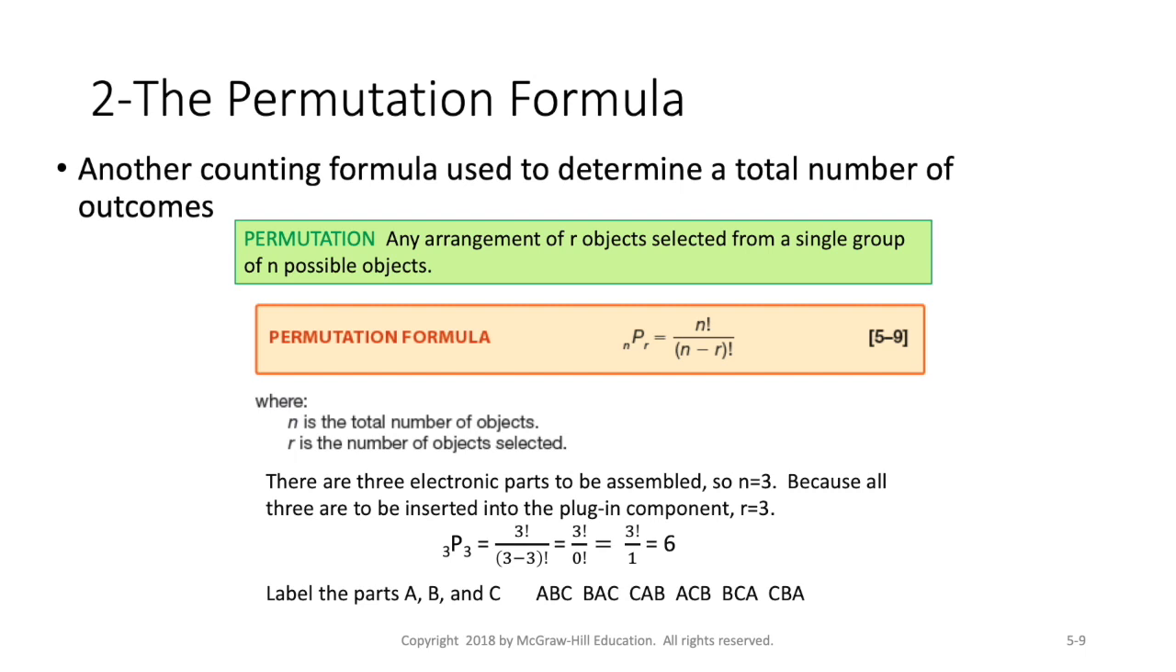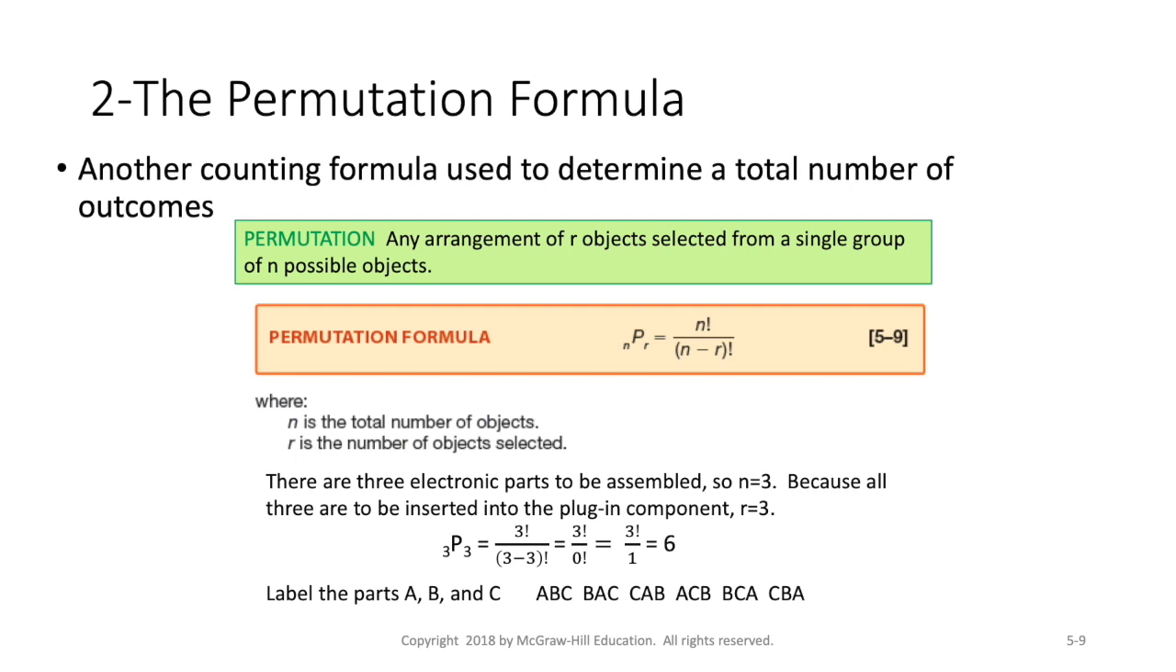And so your formula here is n factorial, so whatever your n is, the total number of objects, divided by n minus r, r being the number of objects that have to be used, and the difference between those two also being a factorial.